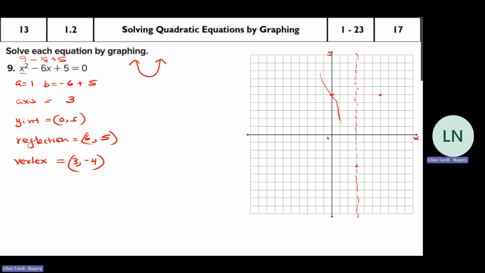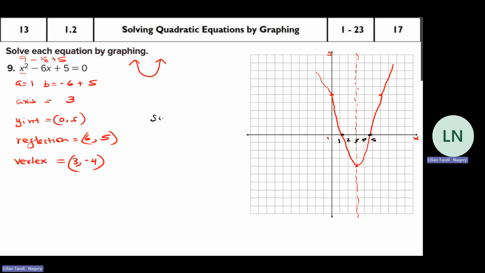Then I draw. I come and I go. Now, what do you notice? My point is here. It's not on a corner. Okay? What number is this? 1, and this is 2. And this is 3, and this is 4, and 5. So my first point is between 1 and 2. My second point is between 4 and 5.